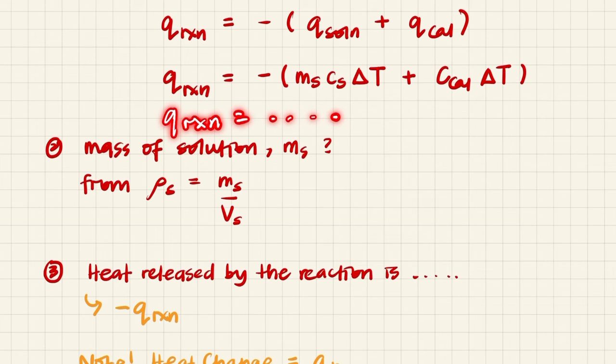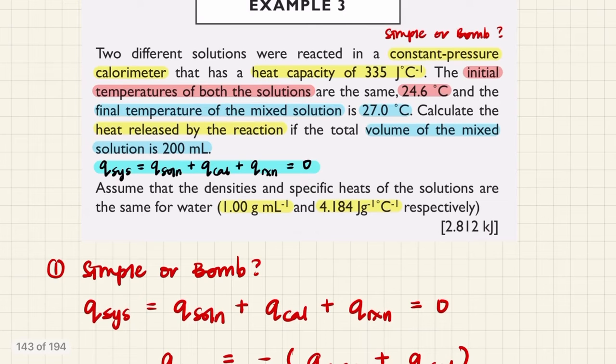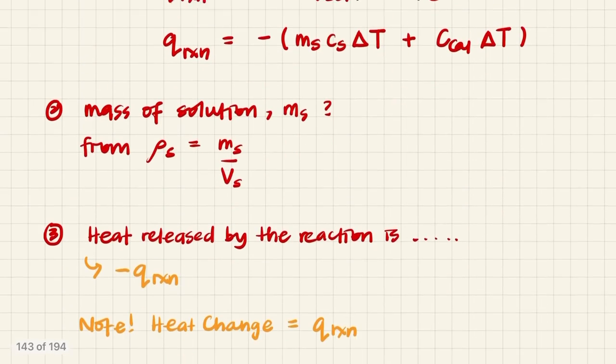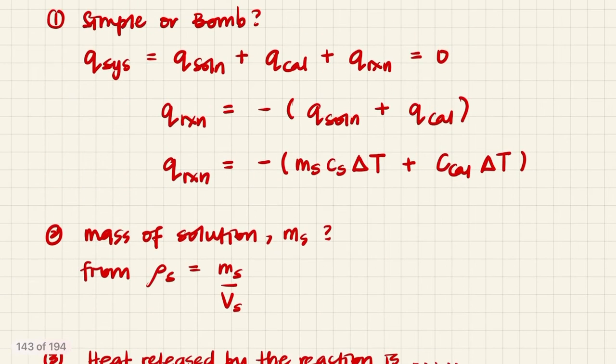Alright, so Q reaction will be negative something. But the question asks for heat released by the reaction. So that means this is actually negative Q reaction. So how do we get negative Q reaction? Basically, just make sure that after you get your answer, you multiply the whole equation with negative.